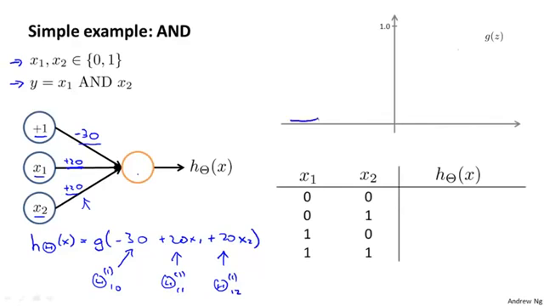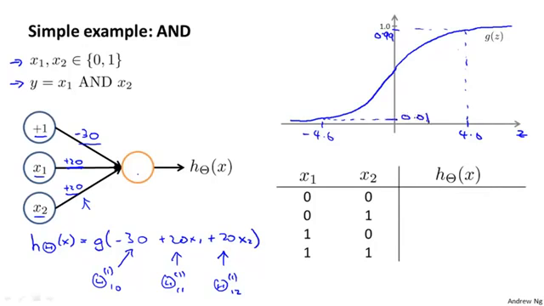It starts from 0, rises smoothly, crosses 0.5, and then asymptotes at 1. To give some landmarks, if the horizontal axis value z is equal to 4.6, then the sigmoid function is equal to 0.99, which is very close to 1, and symmetrically, if it's negative 4.6, then the sigmoid function there is equal to 0.01, which is very close to 0.